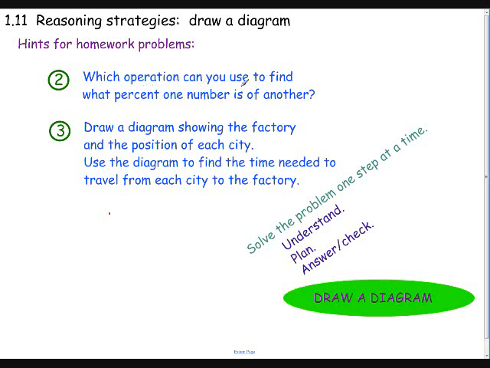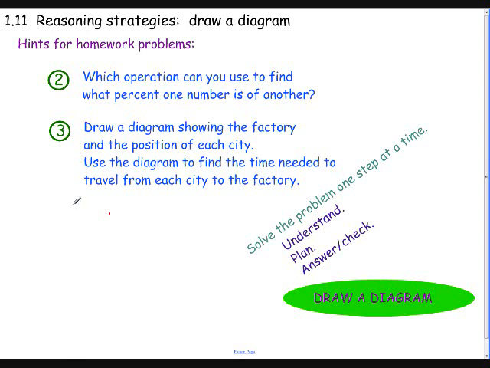What operation can you use to find what percent one number is of another? What operation would you use to find what percent one number is of another? Now that may not make a lot of sense at the moment. This is a hint. Once you look at this problem, it will make more sense. I just want to make sure that you write this down so you've got it tomorrow or whenever we have our next class.